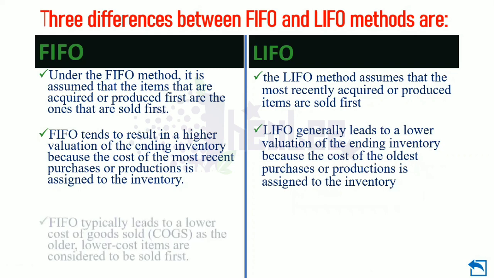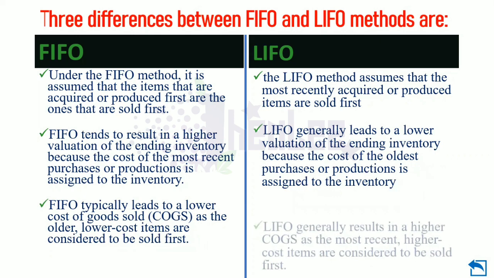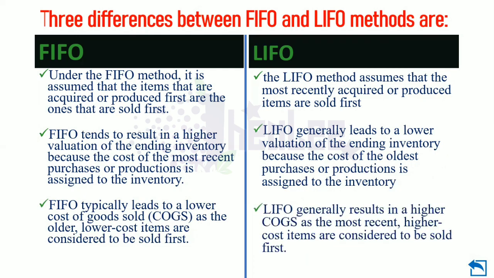Now, under the first in, first out method, it typically leads to a lower cost of goods sold as the older, lower cost items are considered to be sold first, meaning the cheaper items are sold first, and that would be the cost that would be assigned to your cost of goods sold. And under the last in, first out method, it generally results in a higher cost of goods sold as the most recent higher cost items are considered to be sold first.